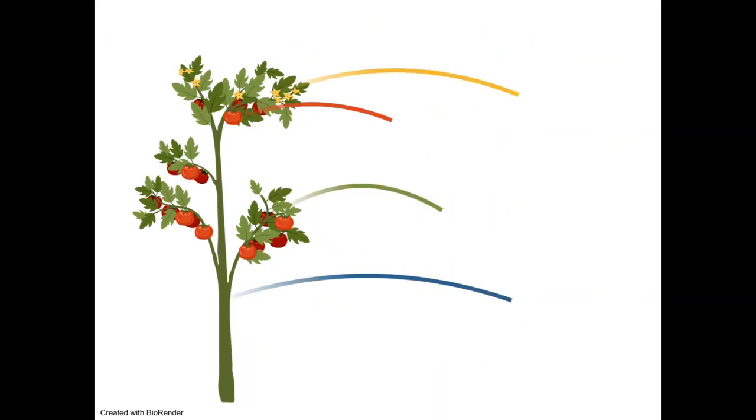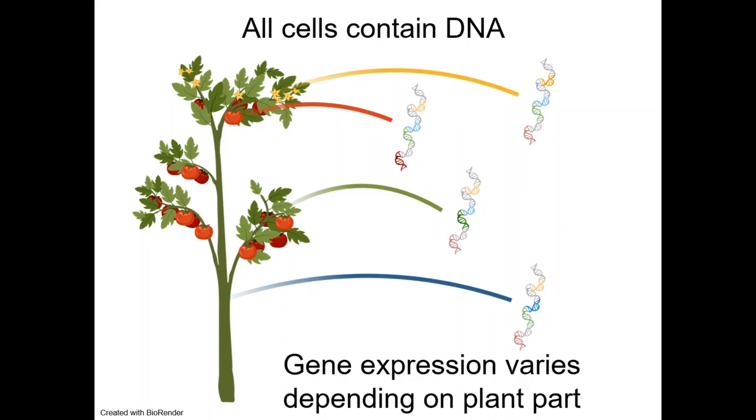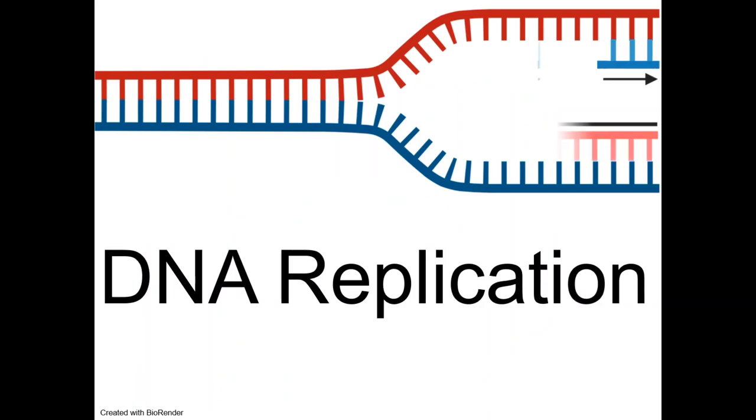If we take cells from different parts of this tomato plant, like the flower, tomato fruit, leaf, and stem, and look inside the nucleus, we will find all cells contain DNA, and the DNA is nearly identical. But the expression of certain genes is what makes these plant parts different. How are there so many copies of DNA since every cell of the plant has DNA? DNA undergoes DNA replication, the process of copying DNA.